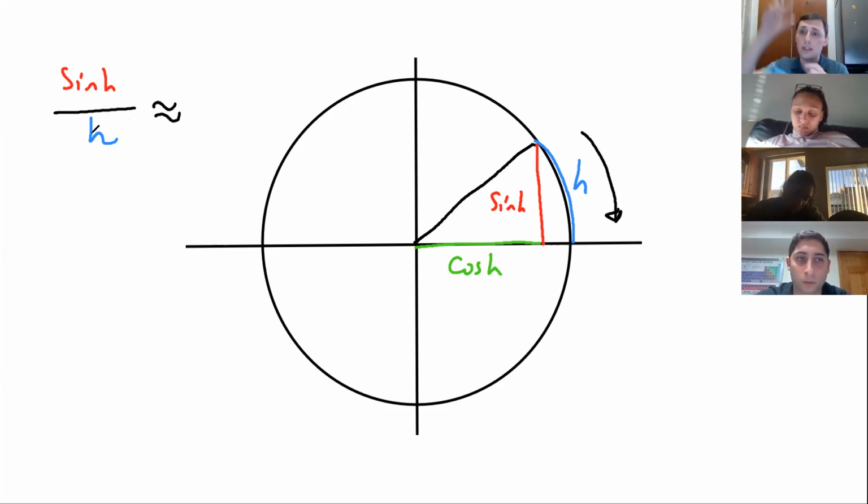How do you get 1? You get the number divided by itself. So it will be 1 if the blue arc and the red segment are going to approach the same length. Now, why would they approach the same length, guys?